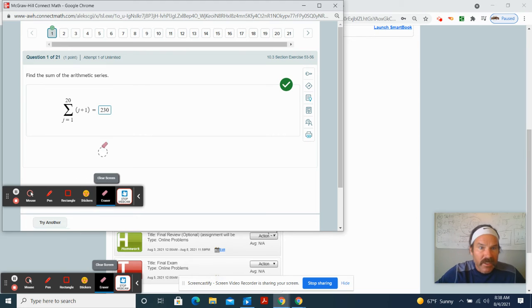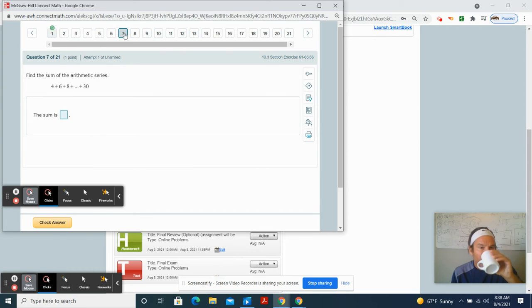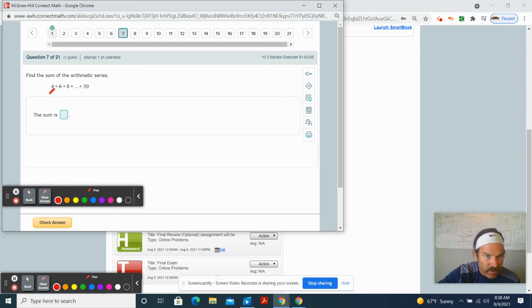Starting on number 7, they give you the series, but they have it written out in what they just call expanded form. They don't use the sigma notation. And so what we have to do to use the formula is we have the first term. The first term's right here. We have the last term. We just don't have the number of terms. It's definitely arithmetic. It goes up by 2.